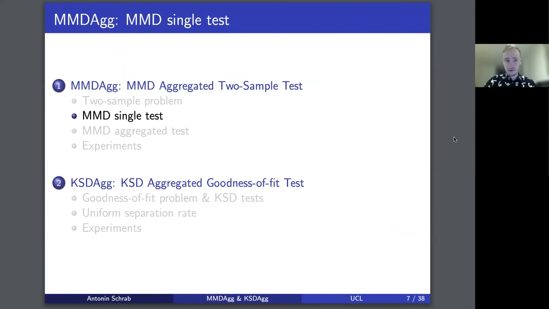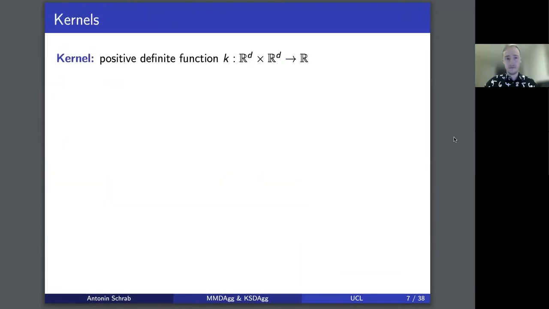So we've now introduced the 2-sample problem, and we're now going to introduce the MMD test, and we'll then introduce our aggregated test. And we're going to consider the uniform separation rate of these tests. So first, the MMD is a kernel-based discrepancy. So we need to talk kernel.